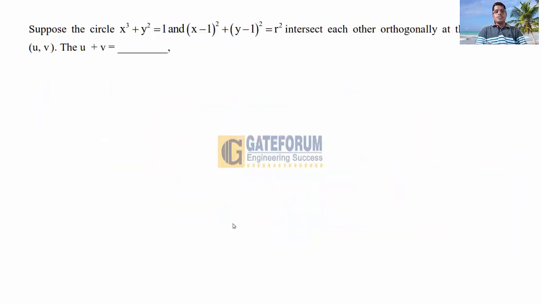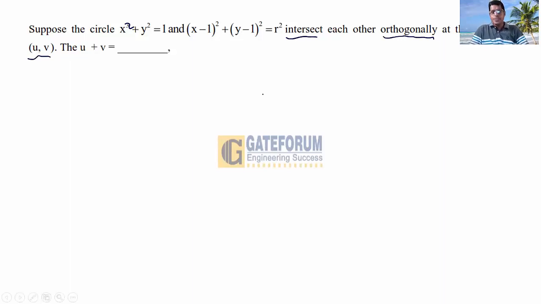The question is: suppose the circle x square plus y square is equal to 1, so this is x square, a typing error, and x minus 1 whole square plus y minus 1 whole square is equal to r square, intersect each other orthogonally at the point u comma v. Then u plus v is equal to.